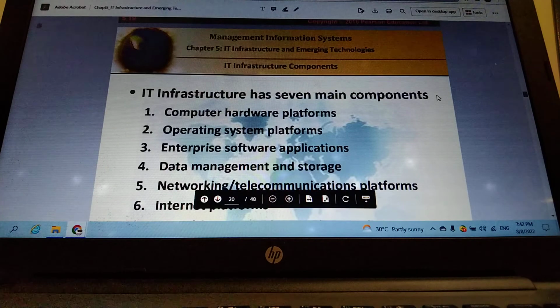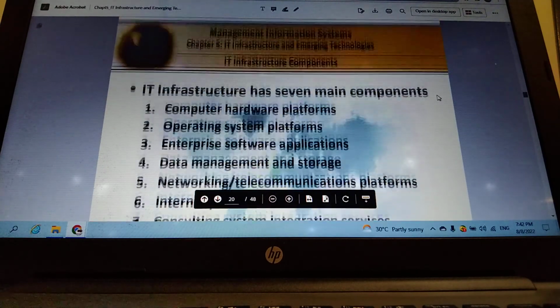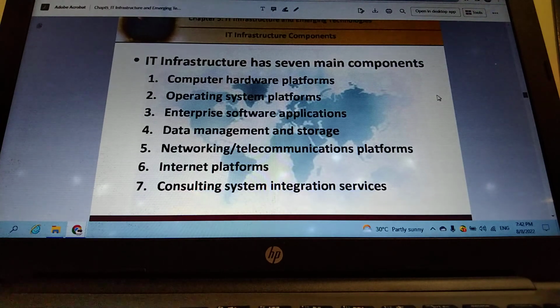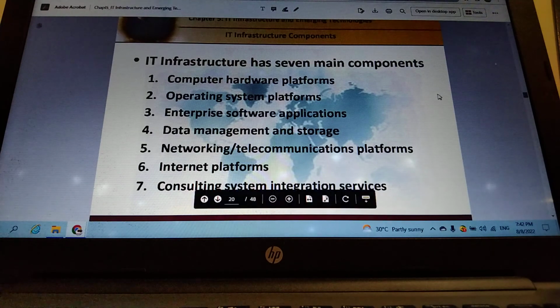Okay, so there are 7 main components in IT infrastructure. Before we go and discuss what the 7 main components in the IT infrastructure are, which might take quite some time, let us take a short break, 10 to 15 minutes.